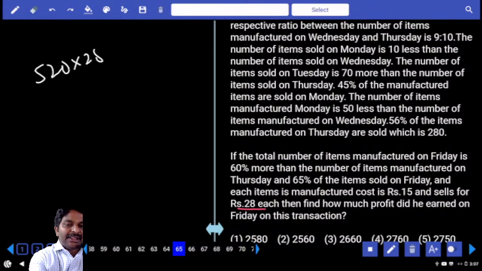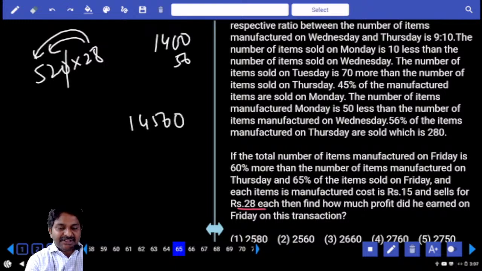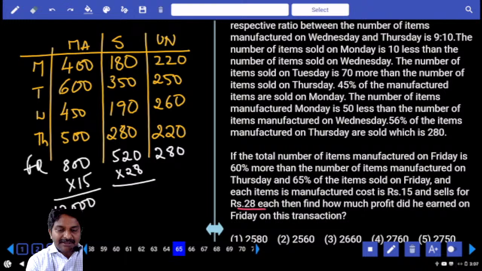520 into 28. Forget about the 0, I'll write the 0 at the end. 28 50 times, that is 1400. 28 2 times is 56. That means 1456. So total selling price is 14,560. Now the question is to identify profit or loss.